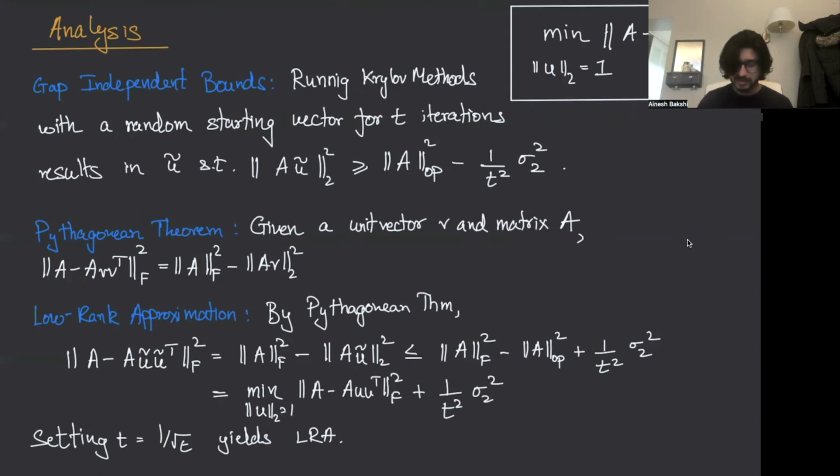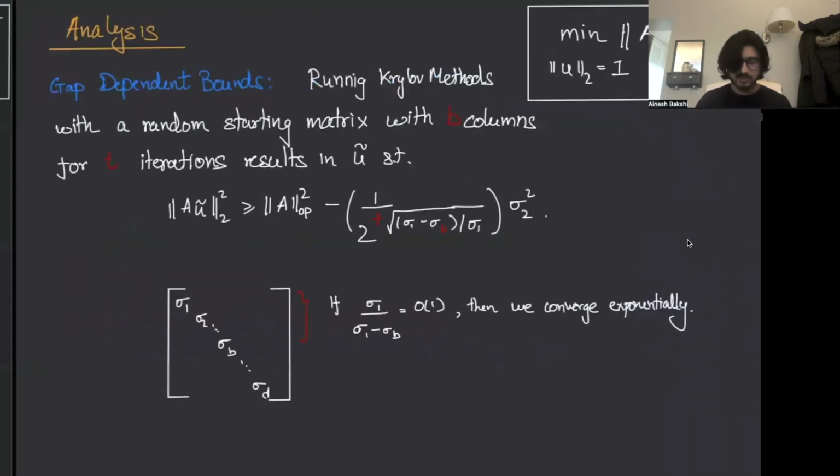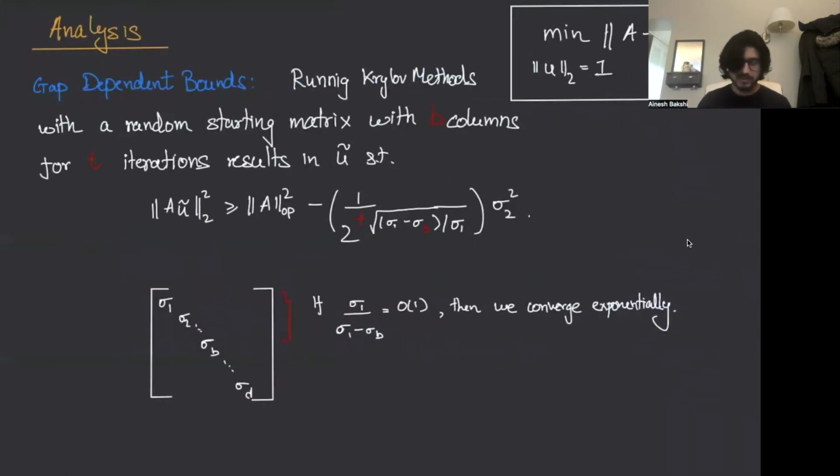Okay, so this is one part of the analysis. The next thing that we will use is a gap-dependent bound. Note that this bound actually depends on the singular value gaps. And this is where we really use the fact that we are starting off with a block matrix instead of just a column vector in the second Krylov matrix. This says that if we start off with a matrix of size B, so if our random matrix has B columns, and we iterate for t iterations, then we get the following additive error guarantee: 1 over 2 to the t times the gap between sigma 1 and sigma b.